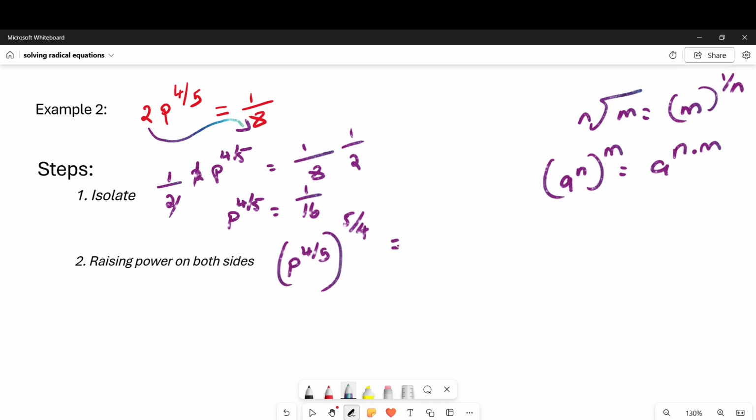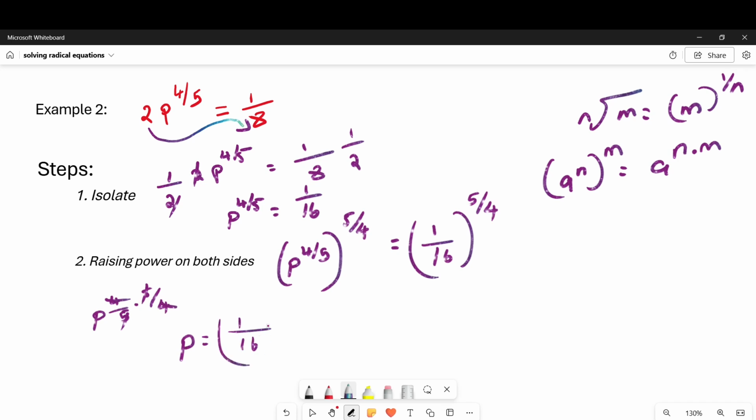The same thing I'm raising on the right hand side also, 1 by 16 to the power. So here, as per this exponent rule, P raised to 4 by 5 times 5 by 4. Normally this will be cancelled, so the p is left here. So p is equal to 1 by 16 whole power 5 by 4.